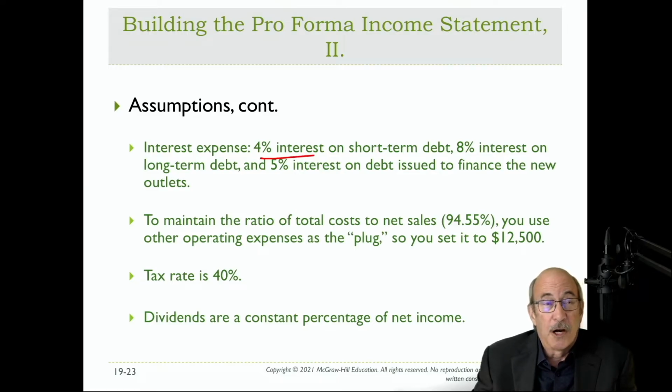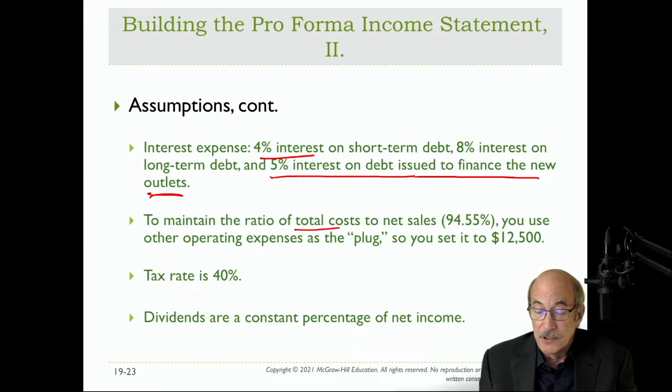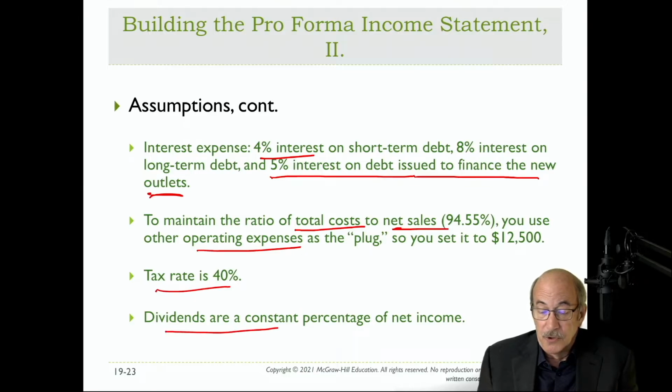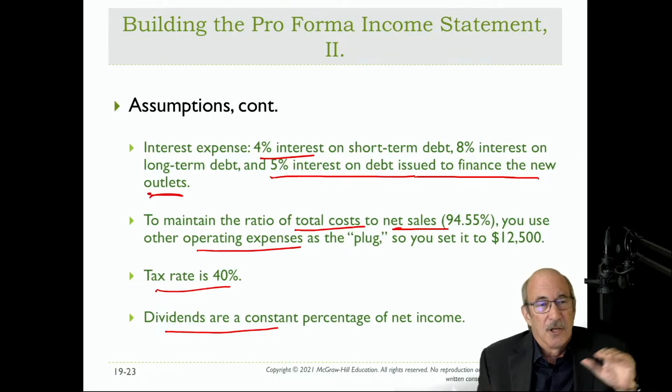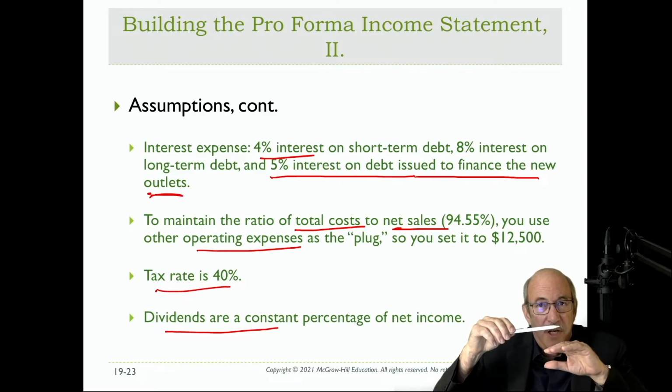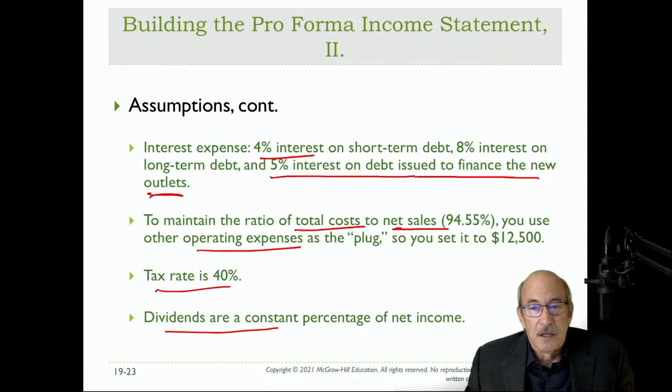We have to figure out what our rates are on various terms of loans, so short, long-term, that sort of thing. 5% interest on debt issued to finance new outlets. We're also going to figure out, are we going to keep the total cost to net sales for the operating expenses? Tax rate is 40%. We're going to assume dividends are a constant percentage of net income. And again, is that realistic? No. In particular on dividends, right? Because dividends we keep as a very stable stream. So even if net income goes up, we're not going to raise dividends with net income. They're not going to vary.